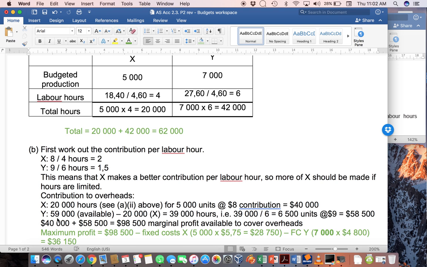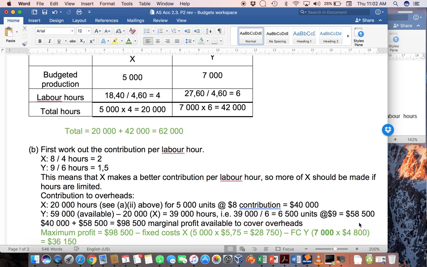For product Y, we had 59,000 hours available, but now we are going to use 20,000 for X, which means that we need to make a little bit less of Y than we had originally planned, as we only have 39,000 hours now available. If we know that we need 6 hours per product and we have 39,000 hours available, it means that we can make 6,500 units of Y.